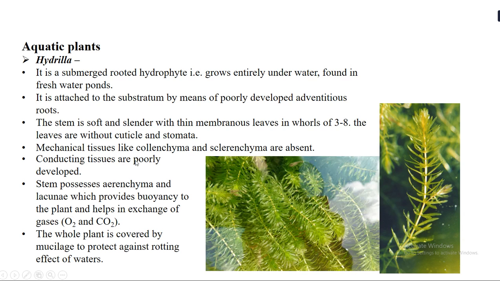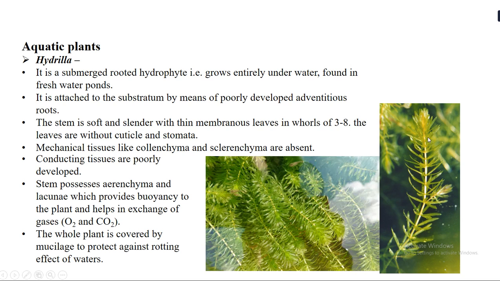Now the mechanical tissues like collenchyma or sclerenchyma are completely absent in this plant, and so this plant is considered to be very delicate because there is no mechanical tissue present. Whereas the conducting tissue, that is the vascular tissue like xylem and phloem, is also very poorly developed.